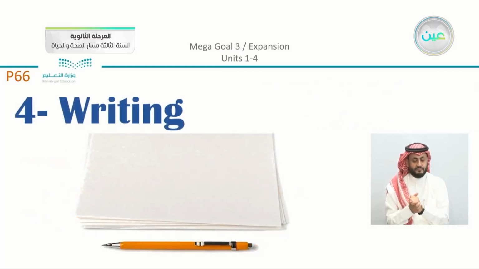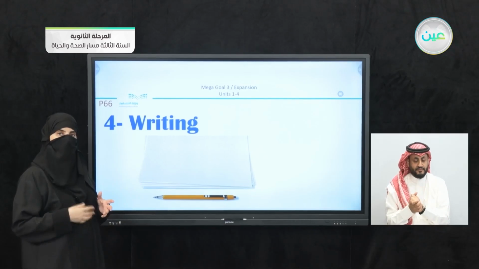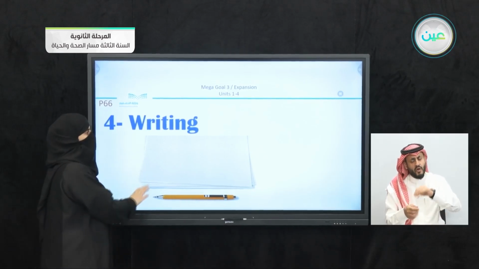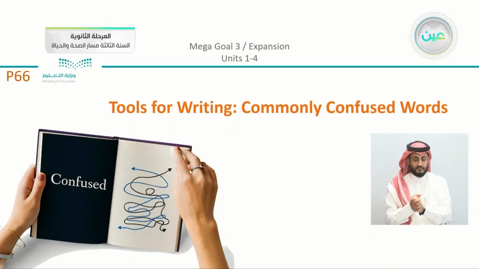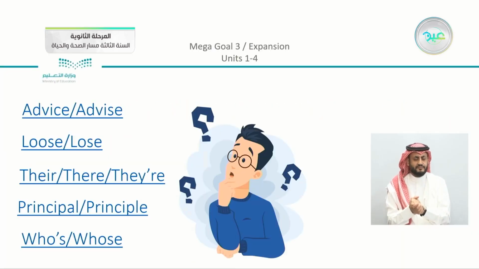We are going to move on to part number 4, which is writing. Now we did practice a lot of writing skills. We are going to just see what we can add to our information here. Now, tools for writing: we have here commonly confused words. So before we start with the writing task, we are going to review some commonly confused words. What does this mean? Some words confuse you. For example, we have here advice and advise. They are very close. Also, loose and lose.